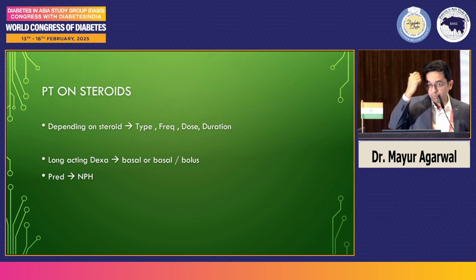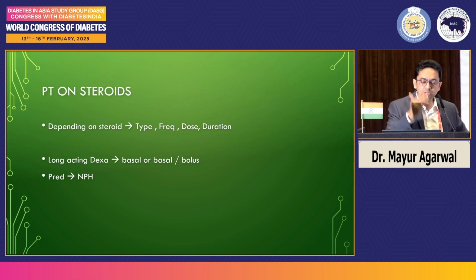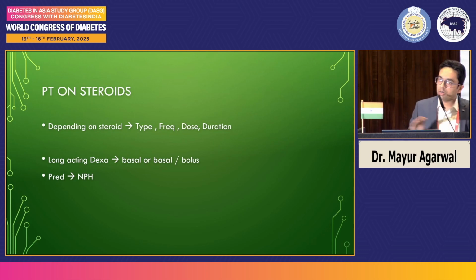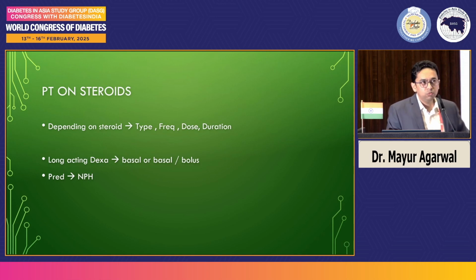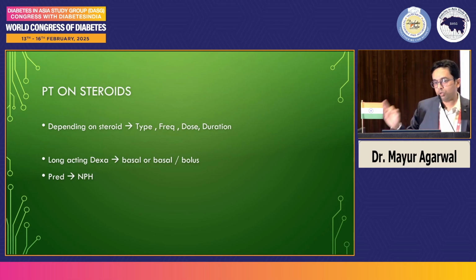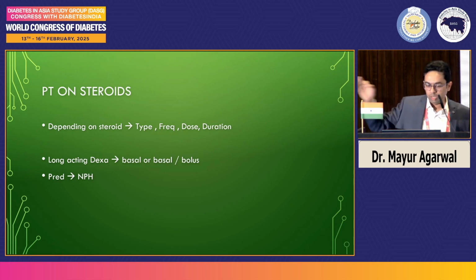So in those patients, NPH would be preferred, something like 12 hour. Usually we give it post breakfast in the morning, and it would cover. Whenever the patient is on prednisolone, you would have seen the blood sugar spike post lunch and pre dinner. That's the major spike you see, and that would be covered with your NPH.